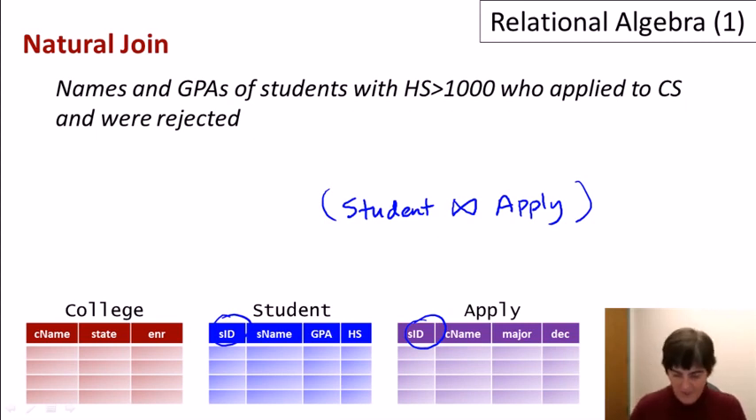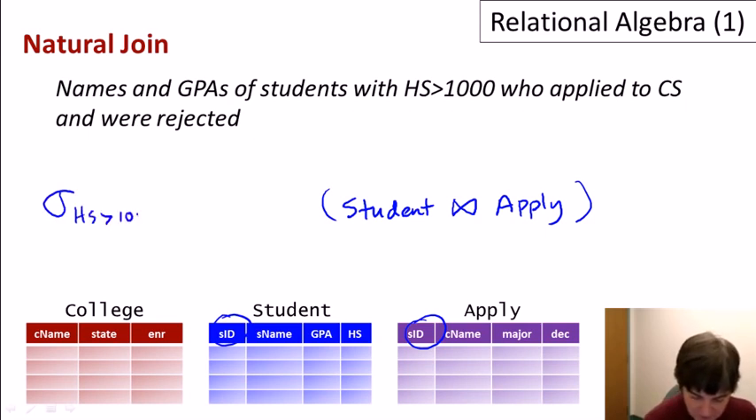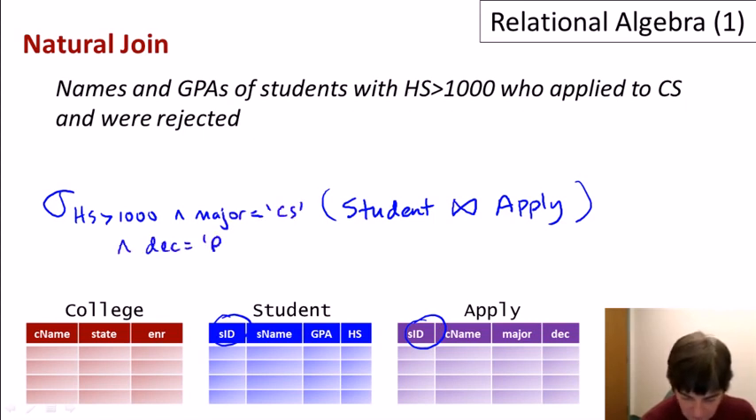And once we've done that, then all we need to do is apply the rest of our conditions, which were that the high school is greater than 1,000 and the major is CS and the decision is reject. Again, we'll call that R.